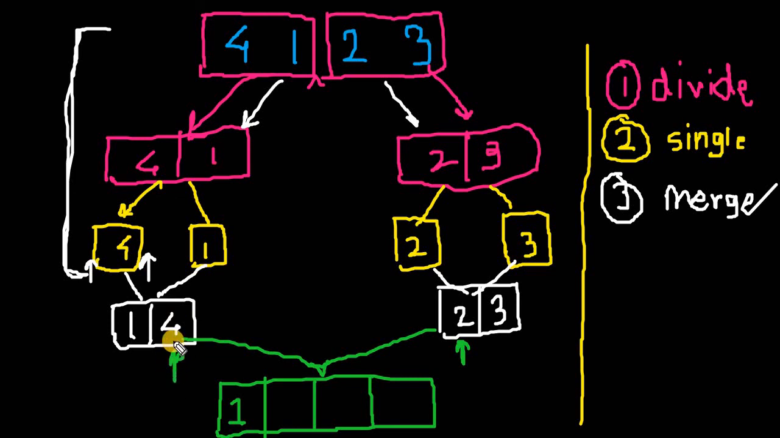Okay. So we'll check 4 with 2. 2 is less, hence 2 will get its position. We'll again check 4 with 3. 3 is less, so 3 will get its position. And as of now, no members are left to be compared in the second half. So what we can do is simply copy all the remaining elements of the first half.